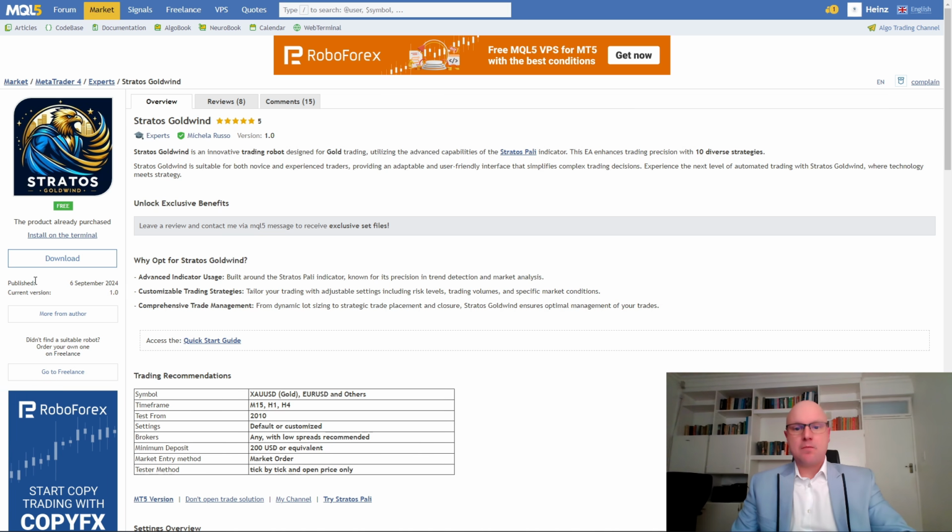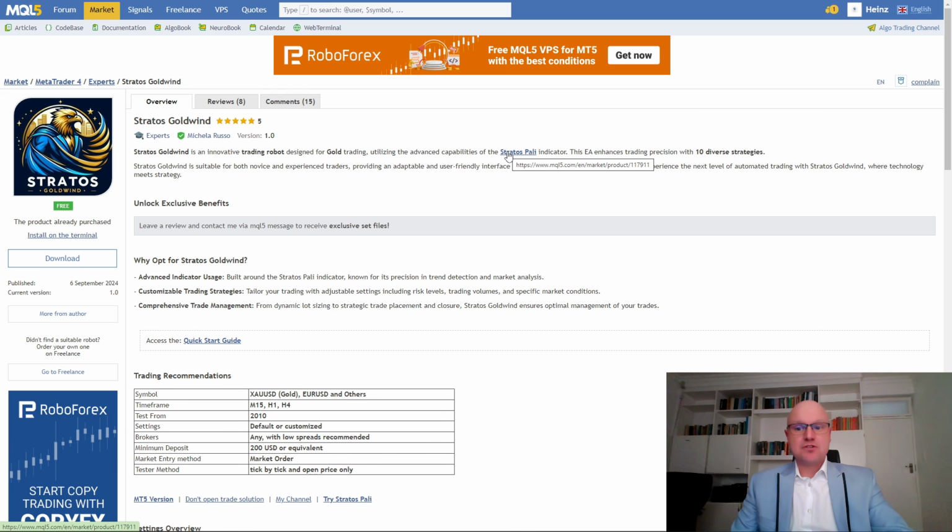Now, this trading robot that is designed for gold trading has some advanced capabilities utilizing the Stratus Parley indicator. Now, the Stratus Parley indicator is a trend trading indicator that can be purchased separately. However, you don't need it to trade the Stratus Goldwing EA. Now, if we look at some of the other recommendations, the symbol, of course, is gold, Euro USD, and it can be used on others as well. It uses the 15-minute, hourly, or H4 time frame.